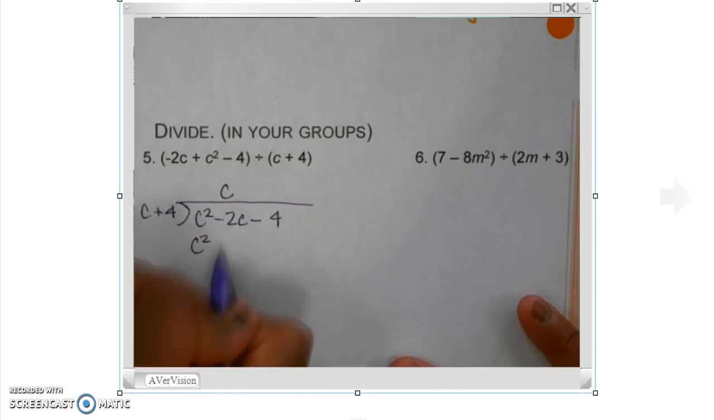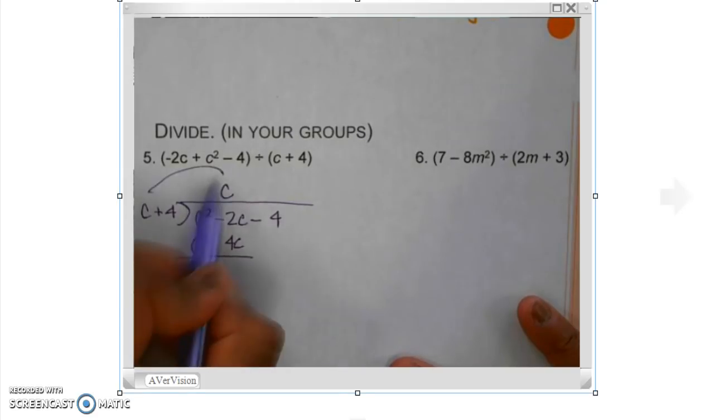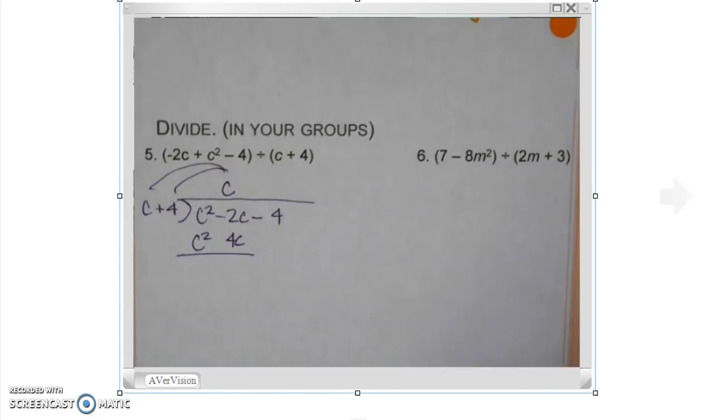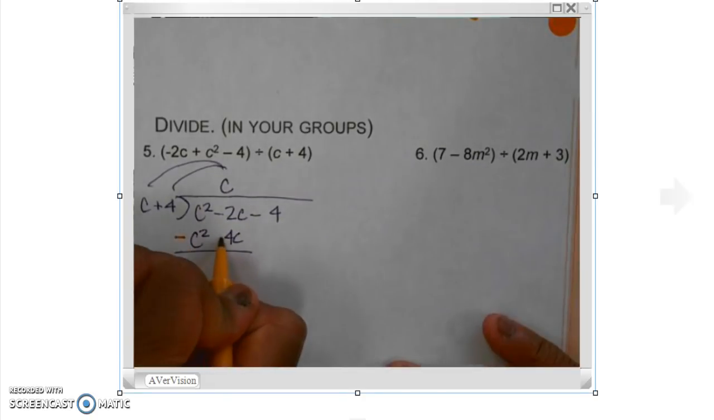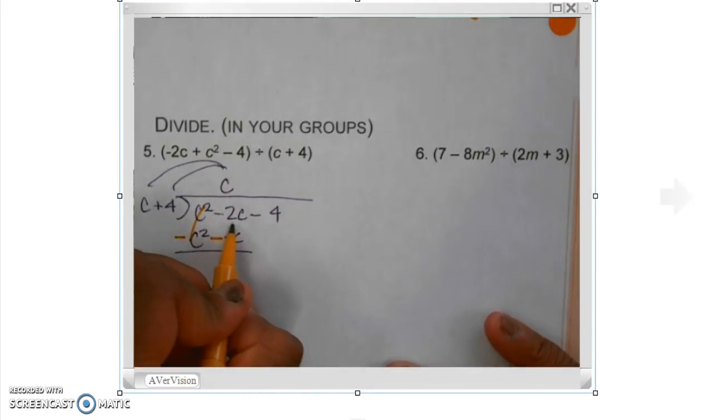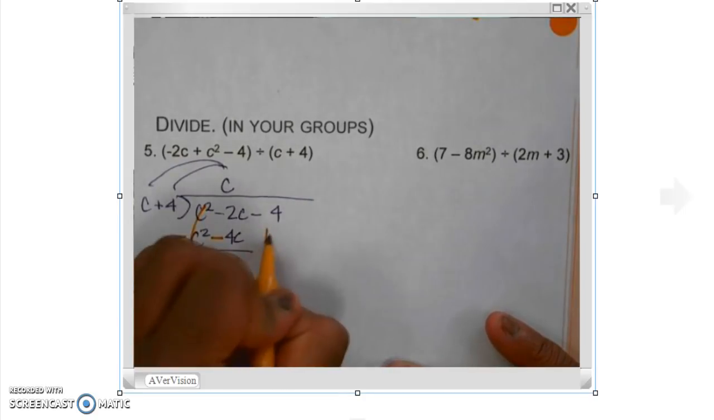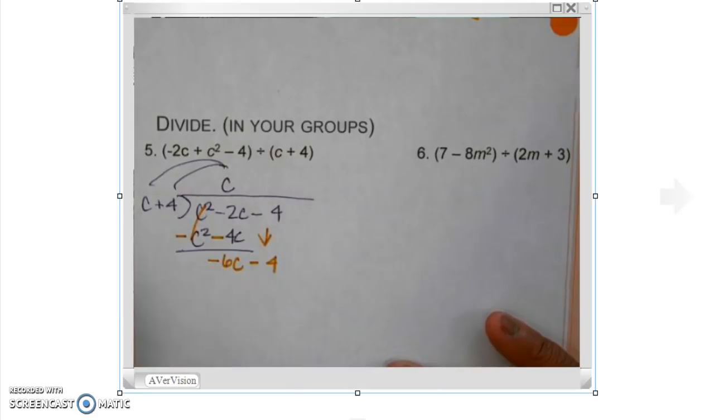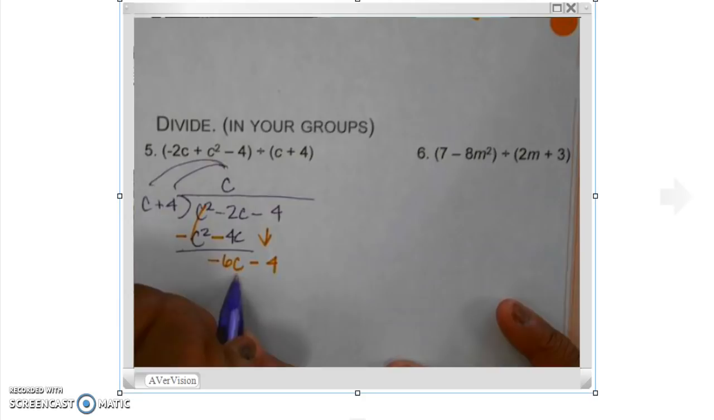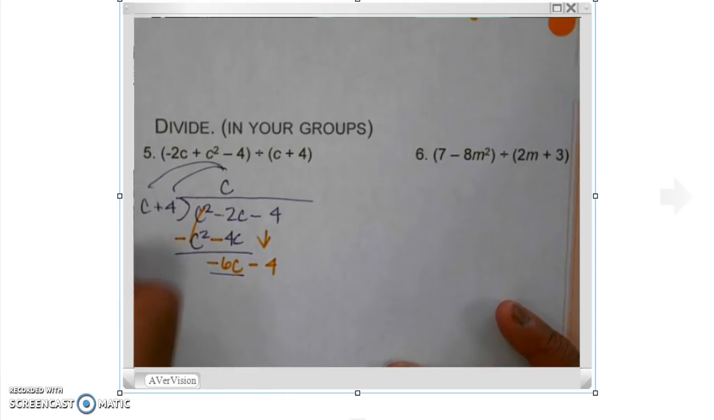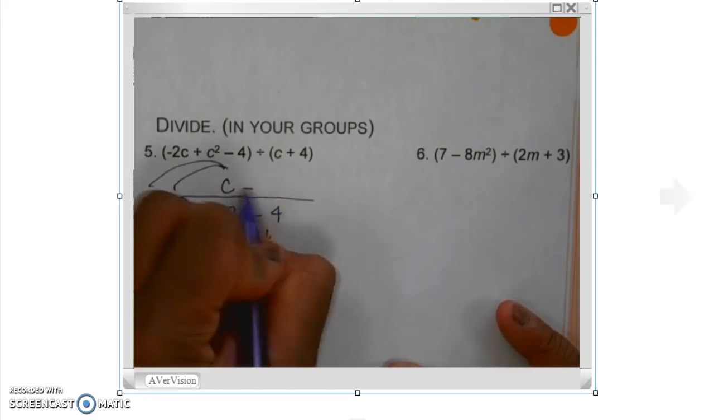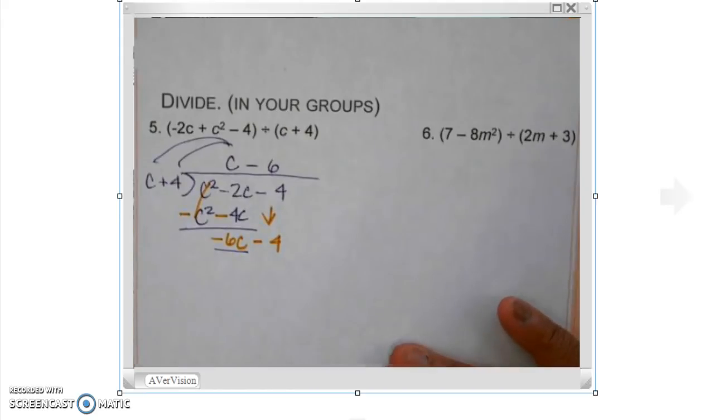Let's multiply c squared, multiply 4c. Distributing it to both terms. Next step, after you multiply, divide, subtract. Negative 2c minus 4c is negative 6c. Bring down negative 4. Divide again, Miss Fitzgerald. What am I dividing the first terms? Negative 6c divided by c. c's cancel. Negative 6 minus 6.